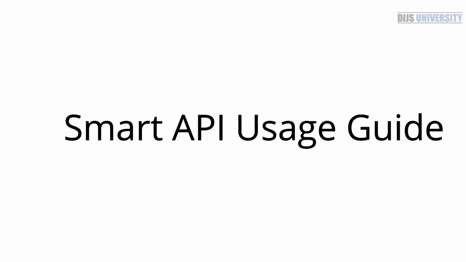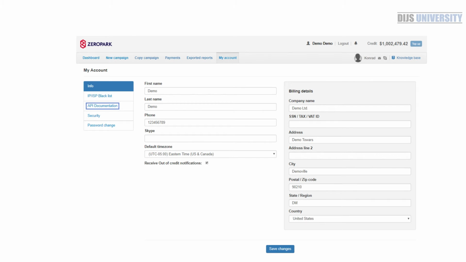So a link to the full Zeropark API documentation is going to be in the documents area, and we'll make sure we include that in the Dice University members area for you as well. But you can find it also in your account settings in the Zeropark platform. It's very easy to navigate to.